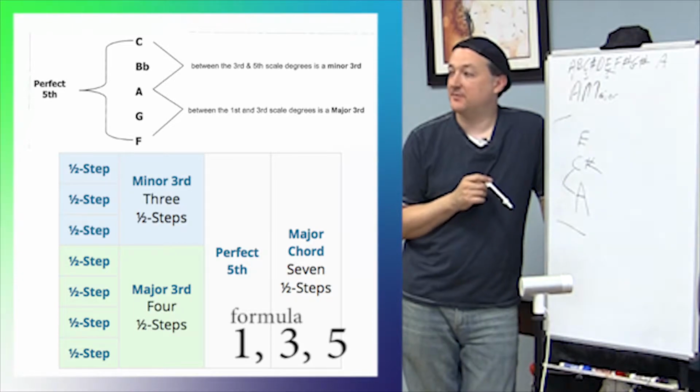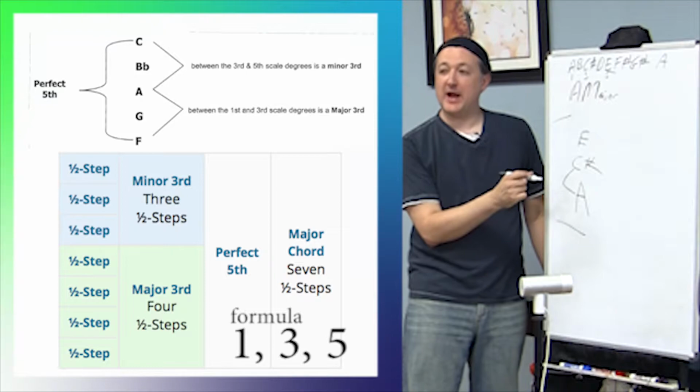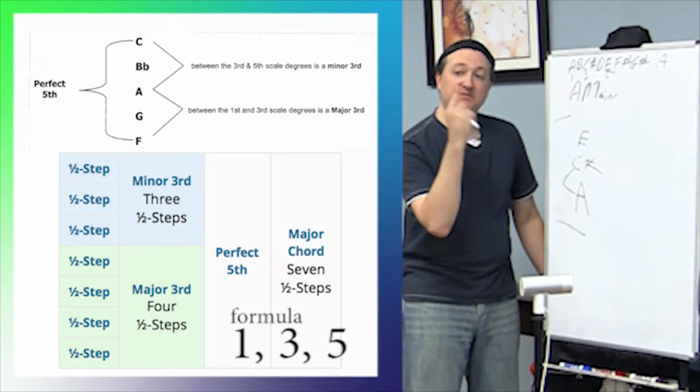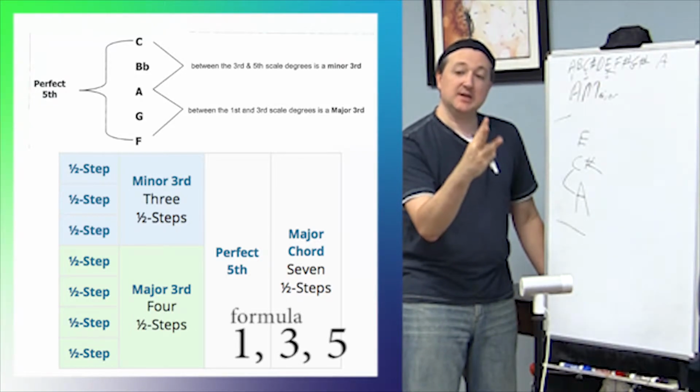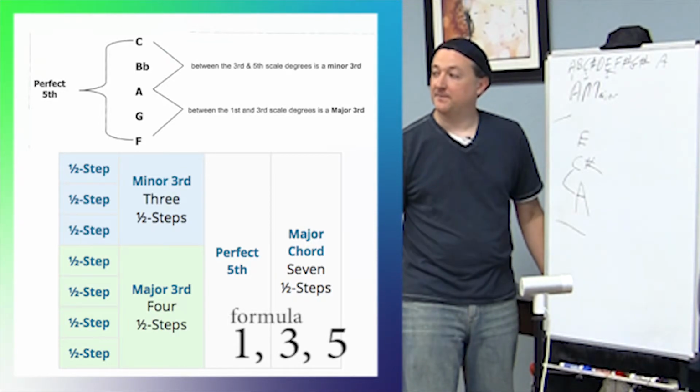4 half steps. Okay? The distance between A and C sharp is 4 half steps. A up to B flat up to B, B up to C, C up to C sharp, 4 half steps. What do we call 4 half steps? Major third.